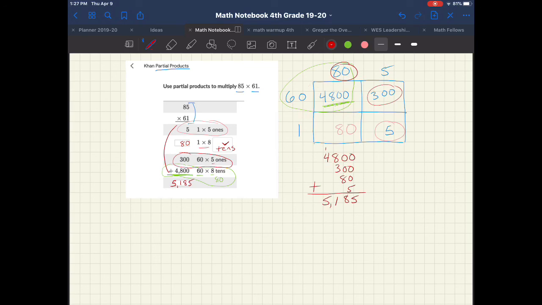They might have some different versions that look slightly different, but what you need to remember is anytime you see partial products, the area model was also partial products. It's just set up in a grid instead of in a stack. Okay, hope that helps.